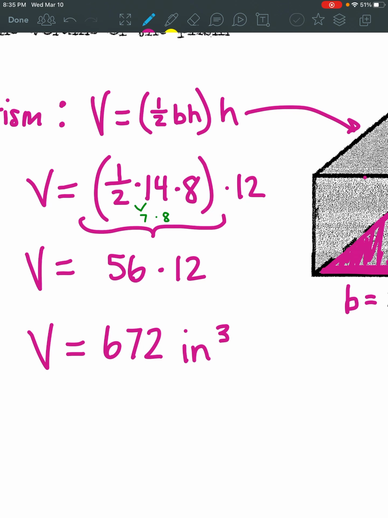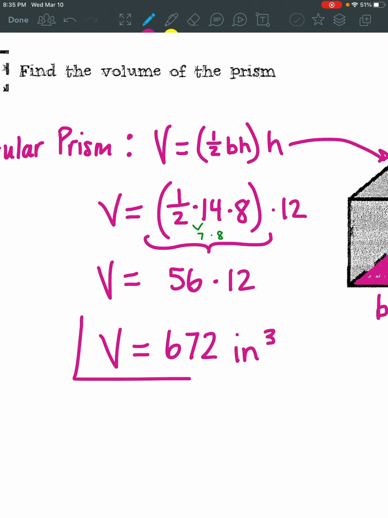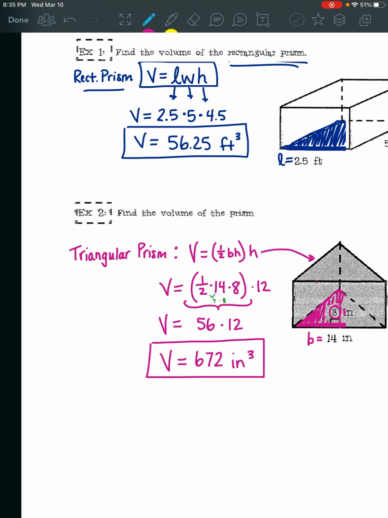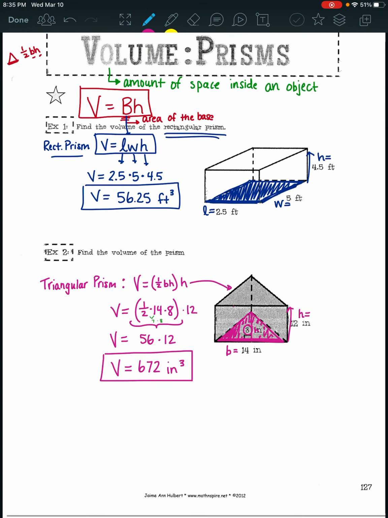And volume is labeled with our cubed. So volume of this one is 672 inches cubed. So there we go. There are 2 types of prisms. For this year, those are the 2 types that we will stick with. We won't go any further beyond that. And then our next goal will be finding the volume of a cylinder.